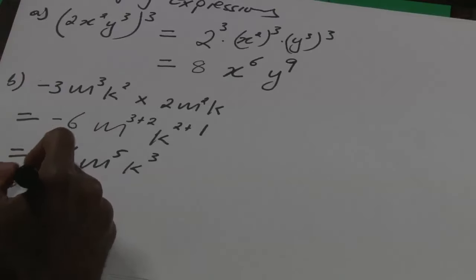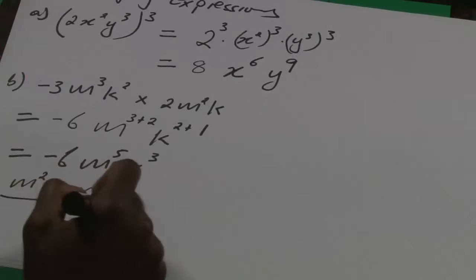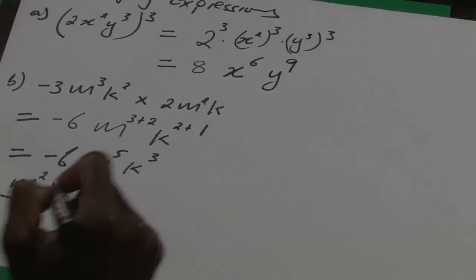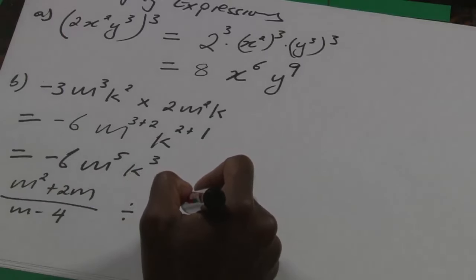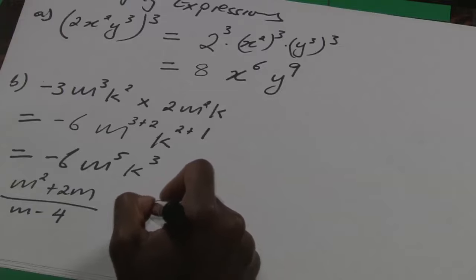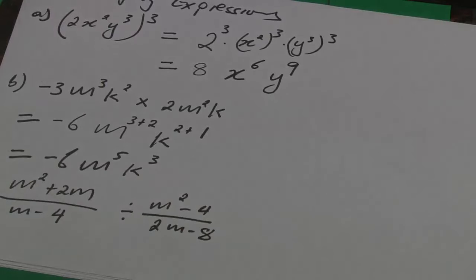Good. Now, the last one that we'll look at involves a fractional expression, which means an algebraic expression in fraction form. And what we have is m squared plus 2m divided by m minus 4, and then we divide this by m squared minus 4 over 2m minus 8. So that's what we have.